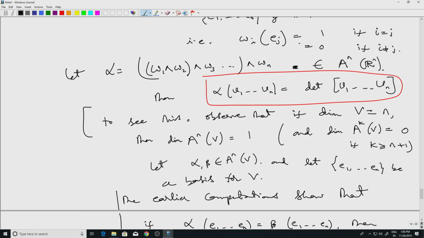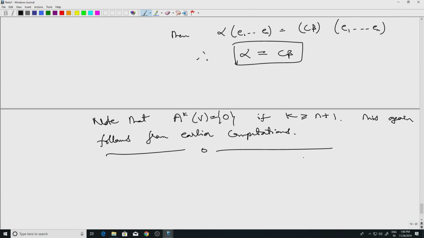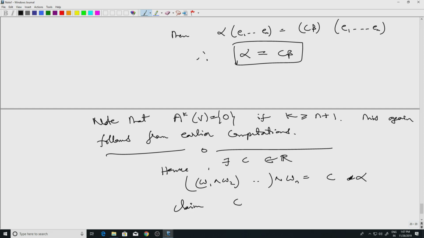So I started with this alpha, hence, from the previous discussion, omega 1 wedge omega 2, the successive wedge product, is some constant times alpha, hence there exists C in R such that this is equal to C times alpha, where alpha is the determinant n-form. So the claim is that this constant is actually C equals 1.